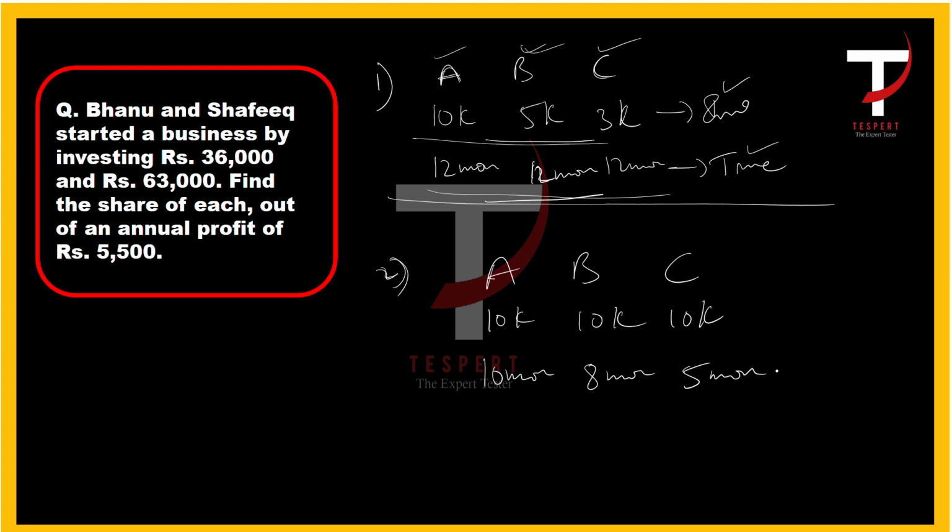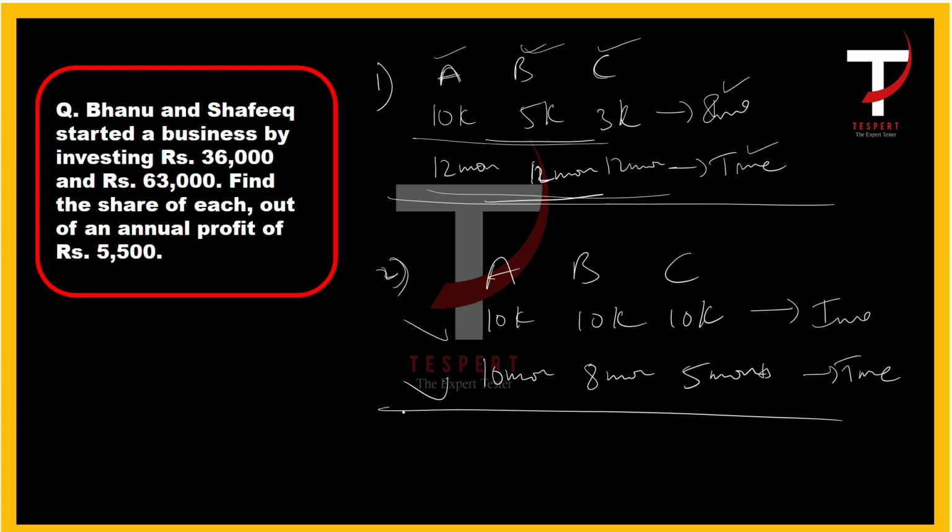So in this case, if we want to calculate the profit ratios, how can we calculate? This is investment, this is time period, and which one is considered to calculate the profits? In this case, time is considered because investment is common, right? All are investing the same amount but for different periods of time. So here the person who is investing for a longer period will get more profit, right? So A gets more profit than B and B gets more profit than C.